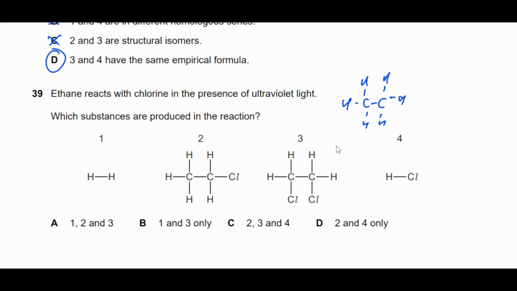The first time you substitute the hydrogen with chlorine, you will get number 2, which is correct. If you substitute again, you can get number 3, which is also correct. And you will also get number 4 because the substituted hydrogen will react with chlorine in the air. Therefore, 2 and 3 and 4 is the answer. 1 cannot be formed because it will form number 4 instead. So 1 is not formed.